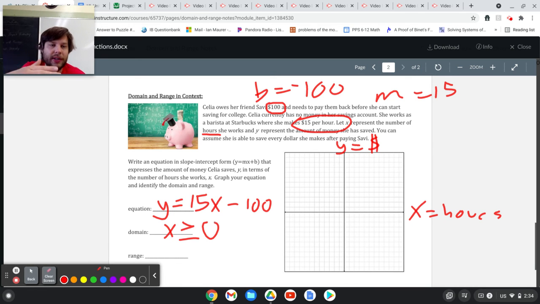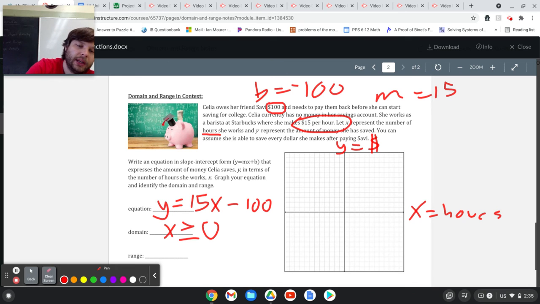It's not realistic to consider that she's going to work at Starbucks forever as a barista, but we don't have any information to put a stopping point on the end of it. So I'm just going to leave my domain as x is greater than or equal to 0, even though eventually she's going to move on or stop working in some way.